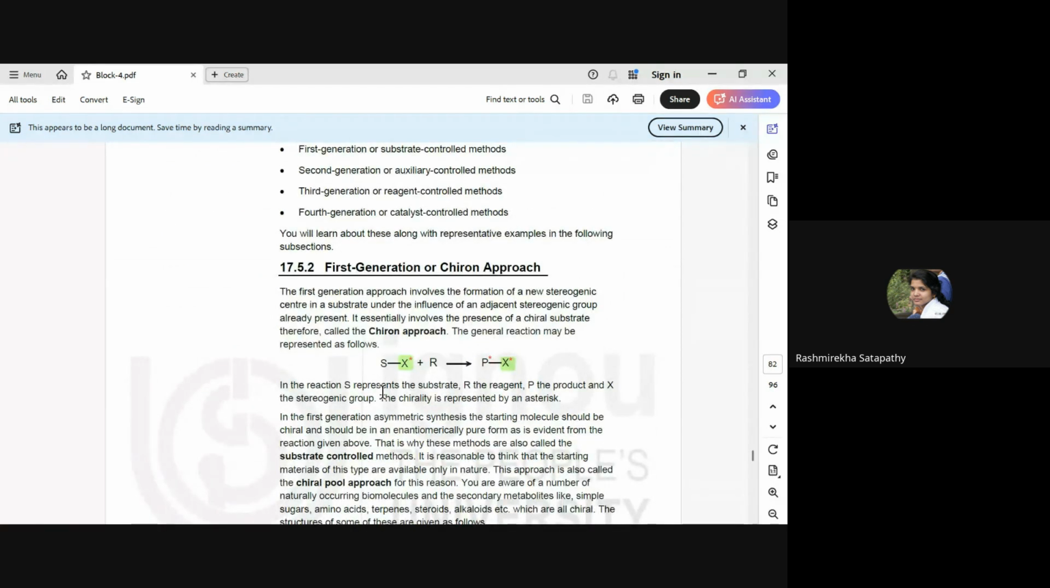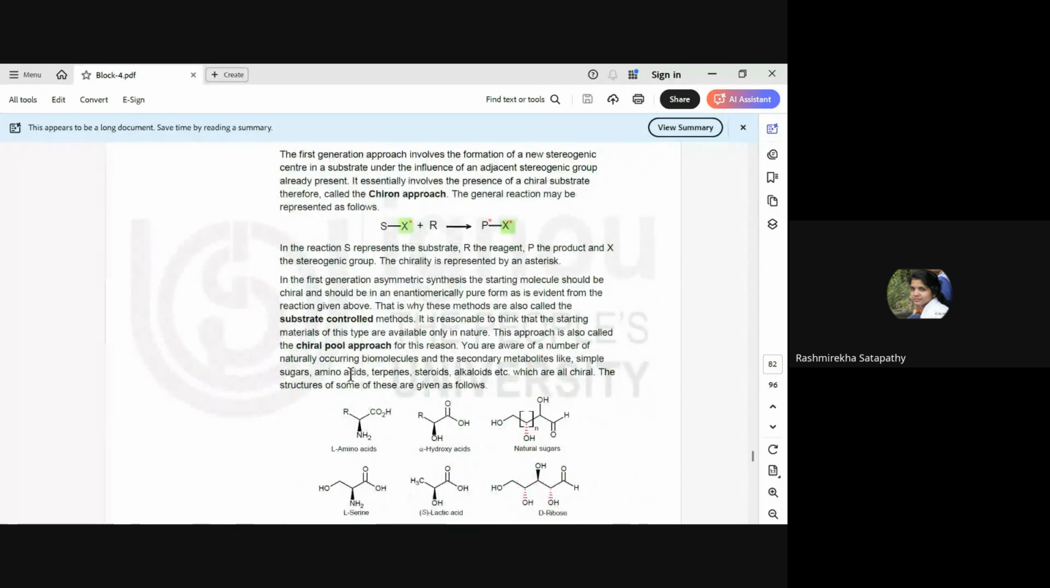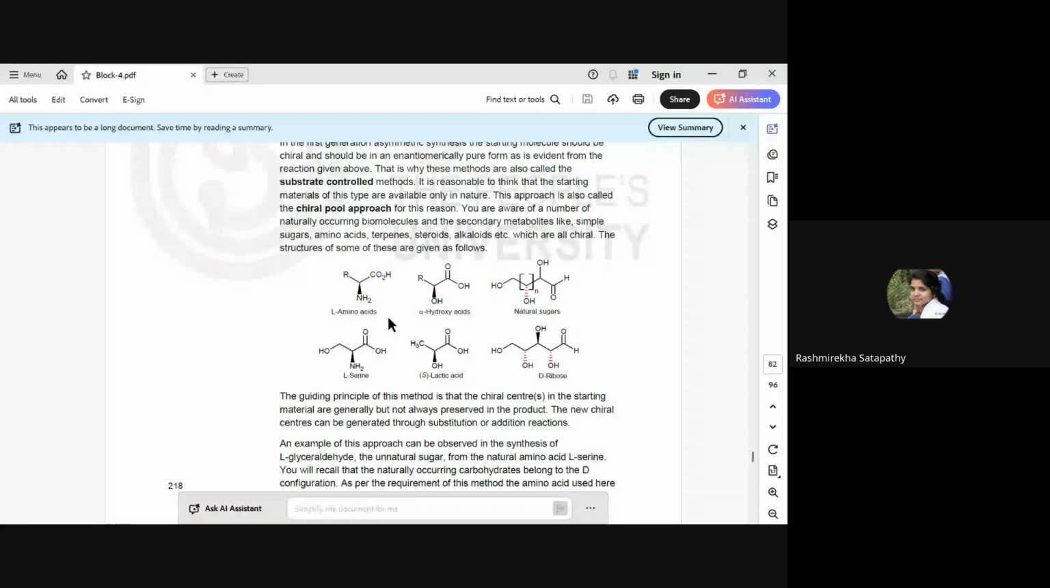In the first generation of the chiron synthesis, the structures of these compounds are the L-amino acids. These are the compounds. These are the chiral compounds.